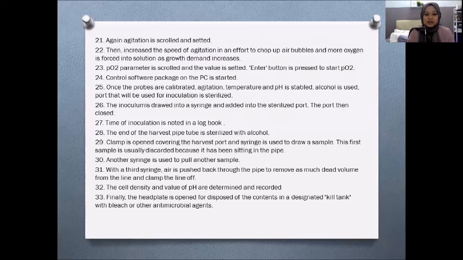Then the cell density and value of pH are recorded. Finally, the head plate is opened and the contents disposed of in a kill tank with bleach or other antimicrobial agents.